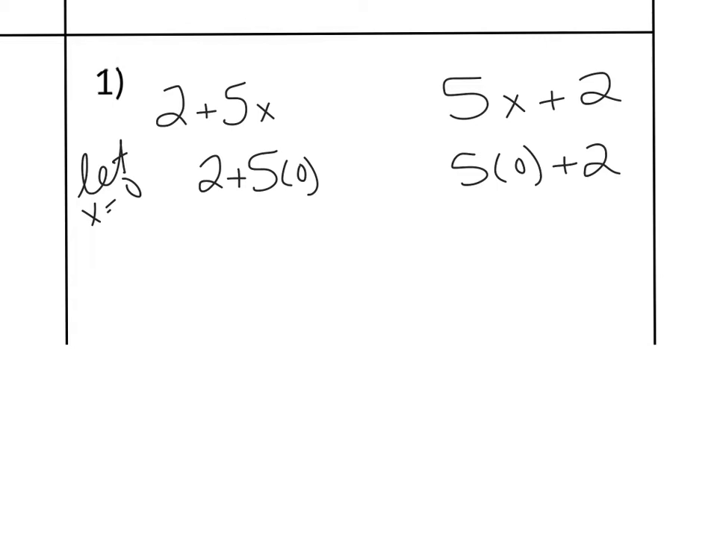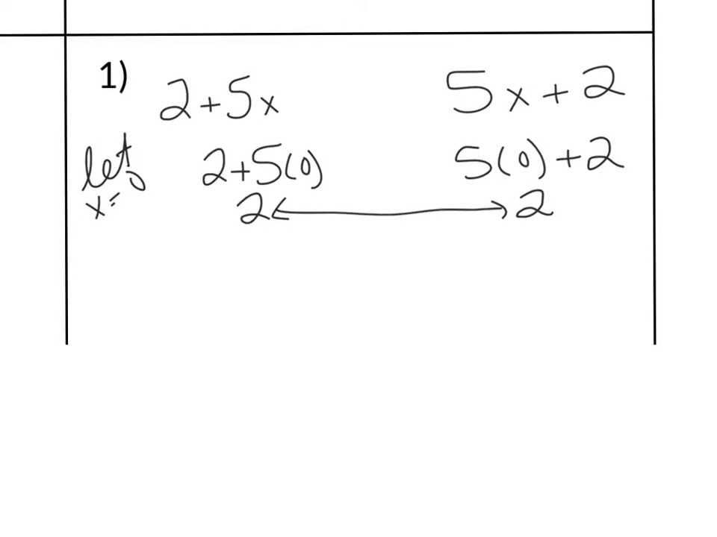But specifically, if we're saying let's let x equal 0, 5 times 0 is 0, so you get 2 plus 0, which is 2. 5 times 0 is 0 plus 2, you get 2. So these are the same. So that means that they are equivalent expressions. Now we only did where x is equal to 0, but in order for us to say they're truly equivalent, it has to be for every single value of x, and it is in this case.